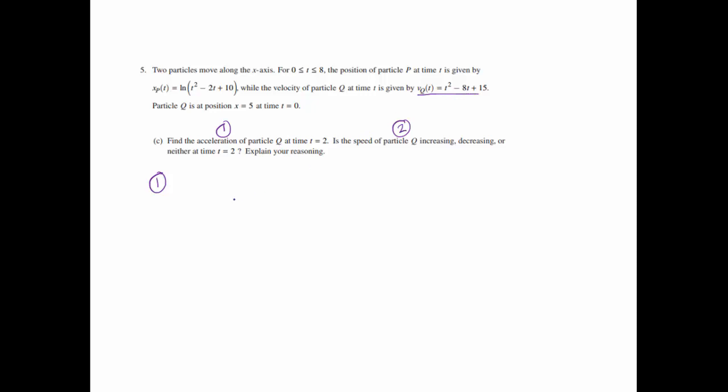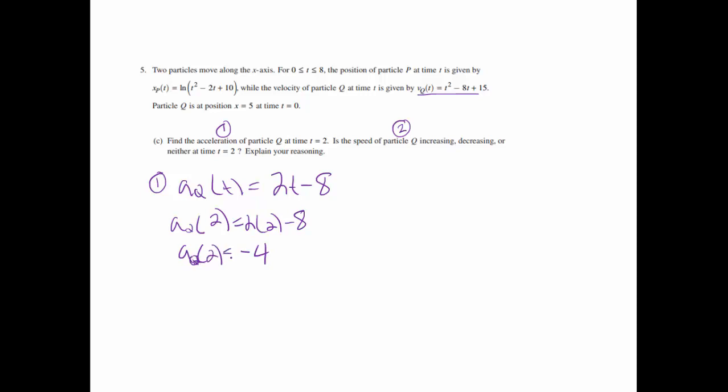Well, I know the velocity, so to get the acceleration, I'm just going to be taking the derivative. It's going to be 2t minus 8. And so the acceleration of particle Q at time 2, just plug in 2, and that is going to give me negative 4. So the acceleration of particle Q at time 2 is negative 4. Okay, so that's the first part.